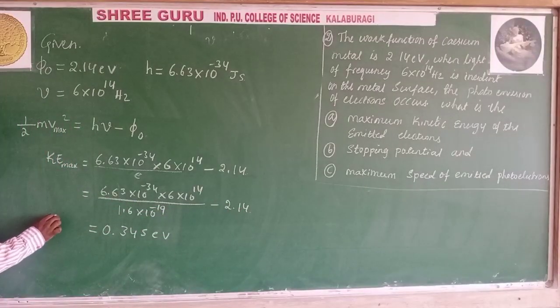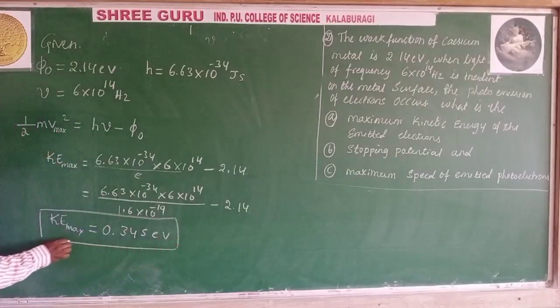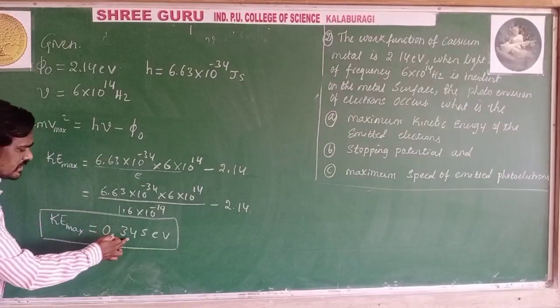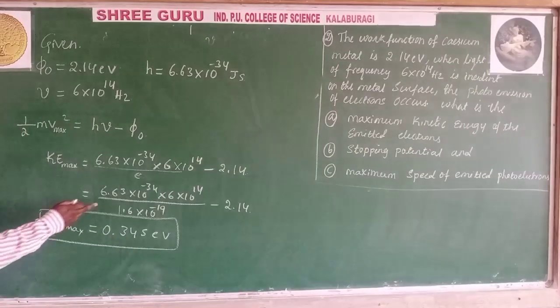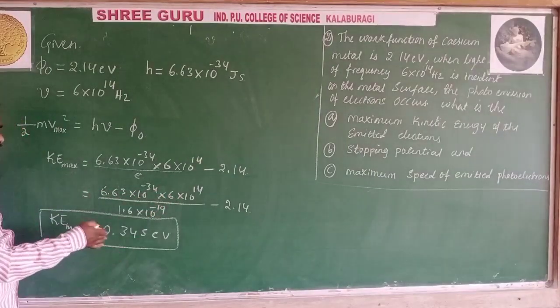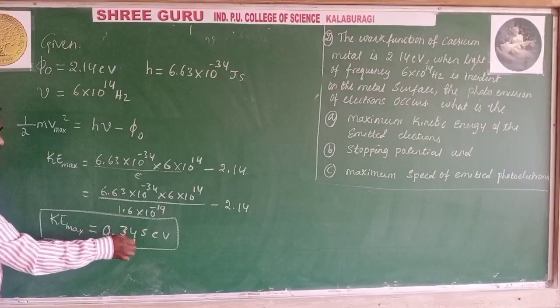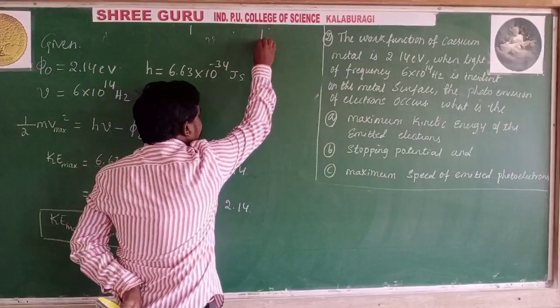Our final answer for maximum kinetic energy is 0.345 electron volt. With some of the fractional calculation it is going to vary, 0.36 also, 0.35 also. It's left to you. If you consider the fractional points, then the answer is going to vary. But keep in your mind that the whole, that is 0.3, is our answer for this particular first bit, that is, what is the maximum kinetic energy? That is 0.345 electron volt.